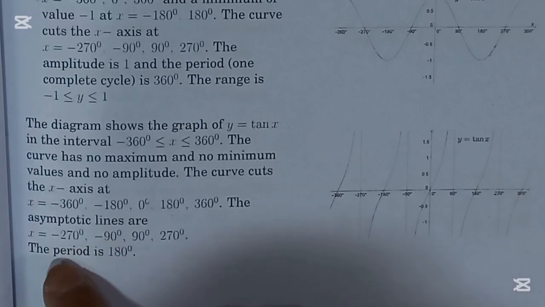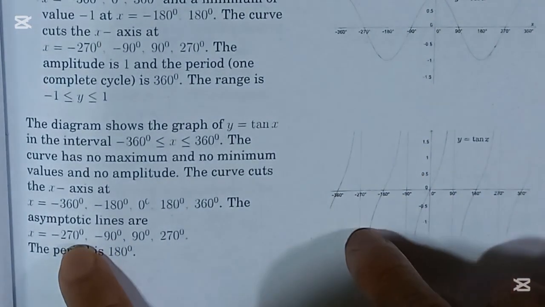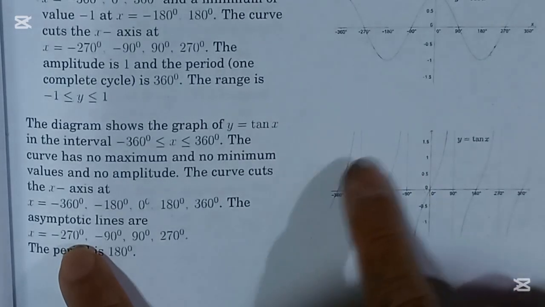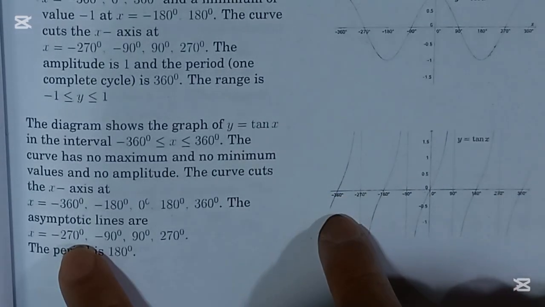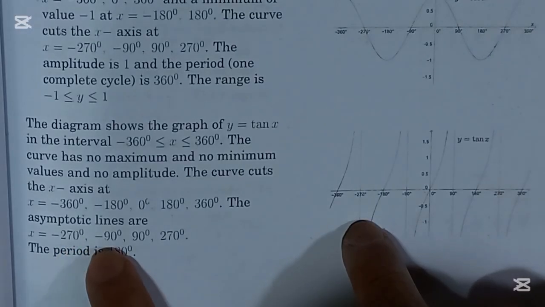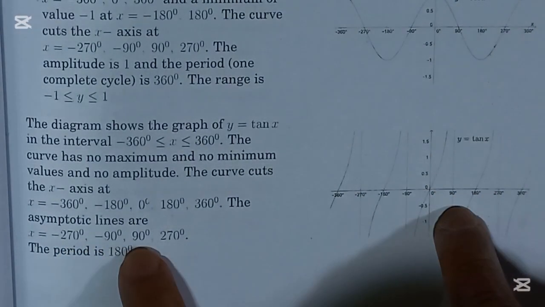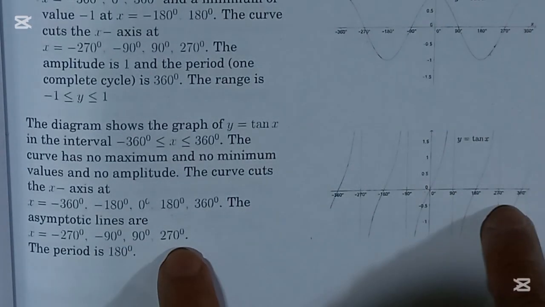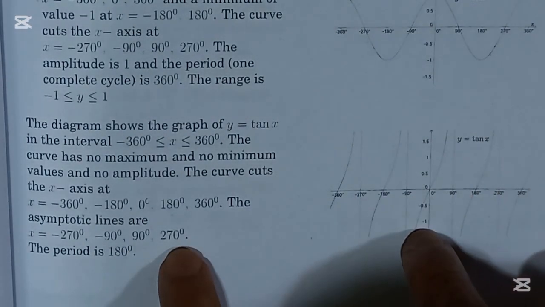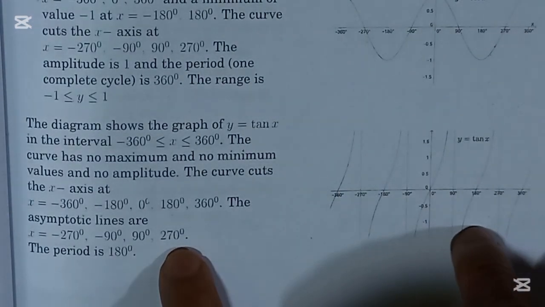Okay, the next thing which is new in this graph is the asymptote lines. The lines are x is equal to -270. So this is the line at which the reflection is given. Look now, at -270 degrees, at -90 degrees, at +90 degrees, and at 270 degrees. So these are the asymptotic lines on the x-axis.